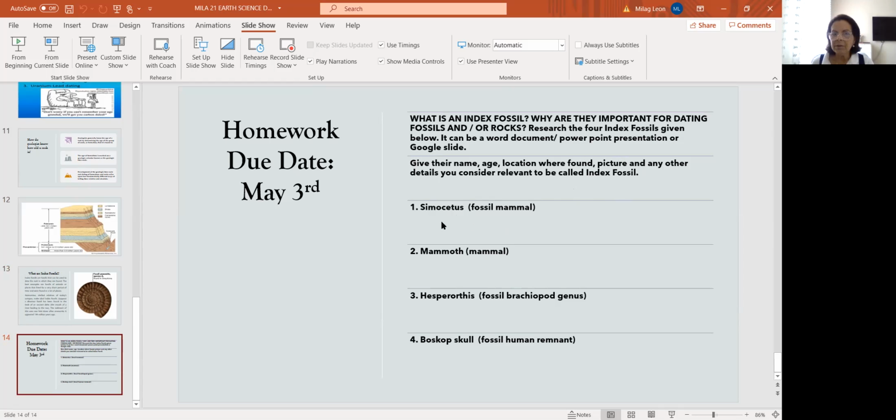So the specimens are this one, Simocetus, which is a fossil mammal, the mammoth, classical mammoth, the Hesperornis, a fossil brachiopod genus, and the Boskop skull, a human remnant.